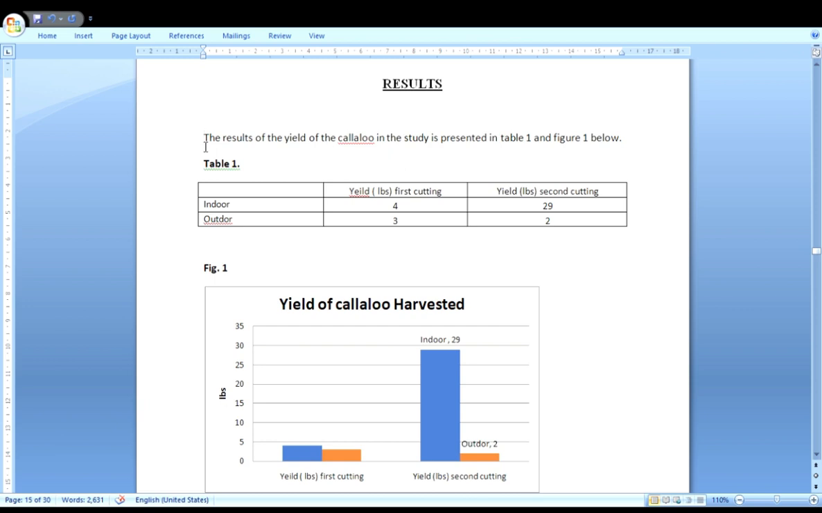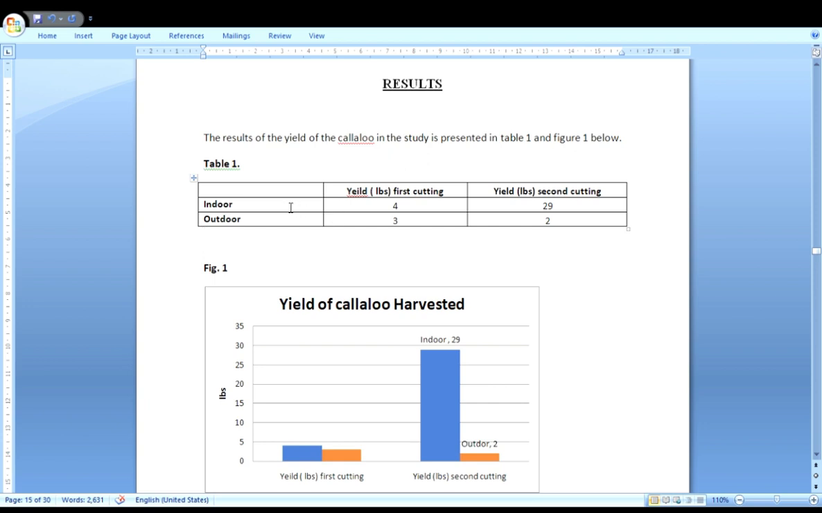So let's go to what we have here. The results of the yield of the callaloo in the study are presented in table 1 and figure 1 below. Alright, so table 1. Here in table 1 we see that in the first column you have indoor and outdoor. In the second column we have the yield in pounds for the first cutting. And in the third column, you have the yield in pounds for the second cutting. Based on what was stated, you said that there would be 2 cuttings.